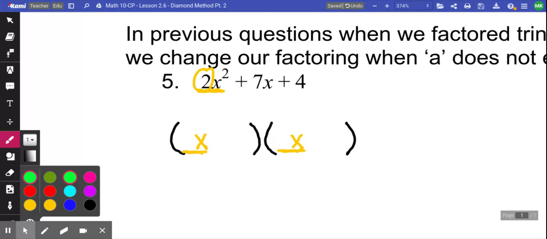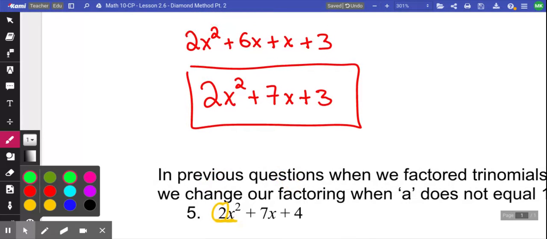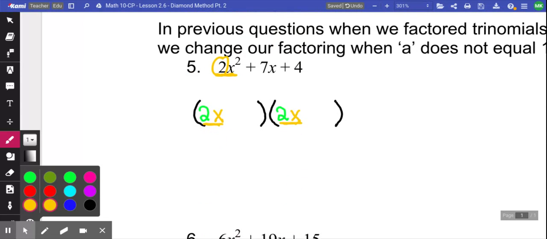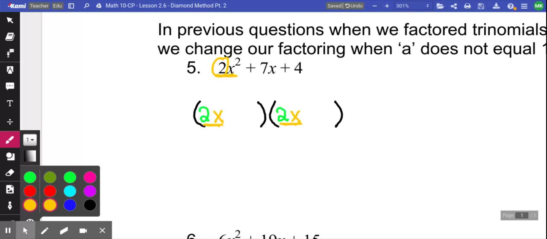So that means one of these has to be 2. And I know that to be true because if we look at the example above, for instance, my 2x squared came from 2x times 1x. One of them had to have a 2 in front of it. That's the only way to get that 2x squared. So if I look down here, that means one of these has to have a 2 in front of it. I don't know which one though. And that is a problem for us.